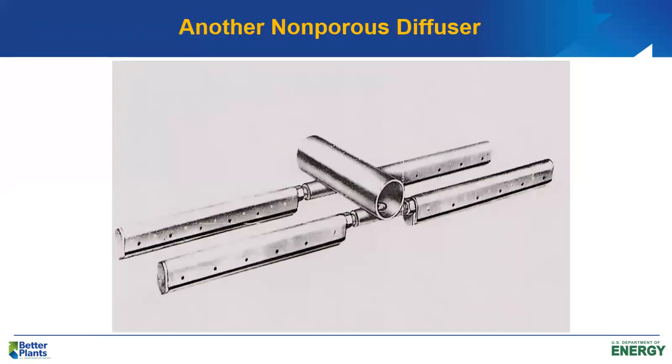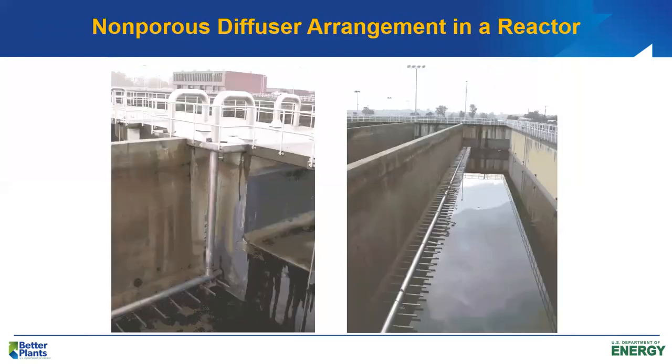Another type of non-porous diffuser, again made of stainless steel. And this is a picture of the diffusers in the aeration basins at the North or Stiles wastewater treatment plant in Memphis. Interestingly, these reactors are 430 feet long by 30 feet wide and about 14 feet deep, and so they are almost, not quite, but almost perfect plug flow reactors.